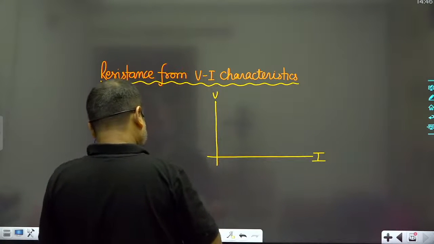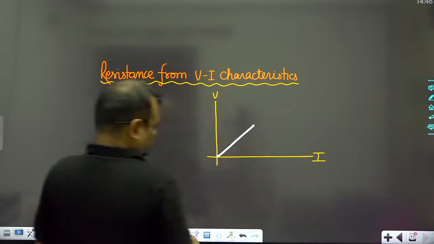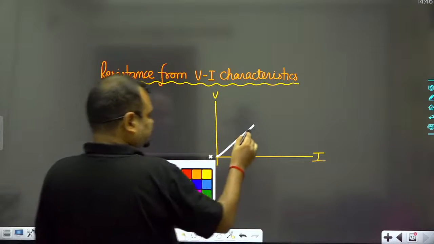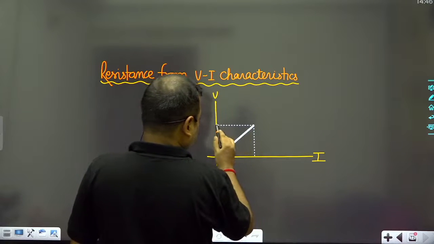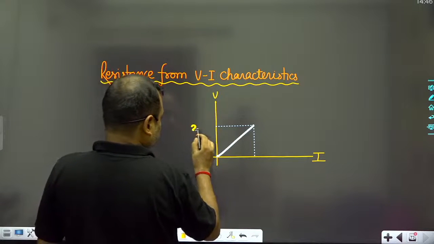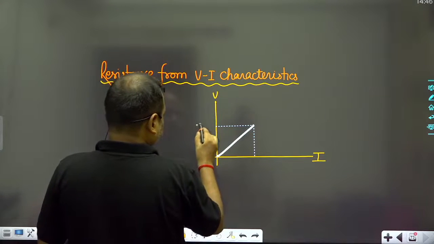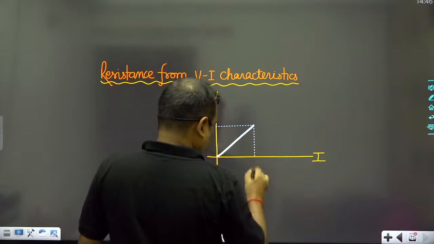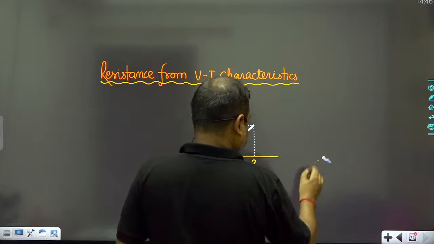So here first of all we will see that this is a curve. Suppose that this is a curve and these are some values, and suppose that this is 20 volts, and this is 2 ampere.